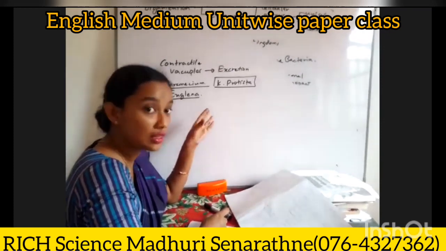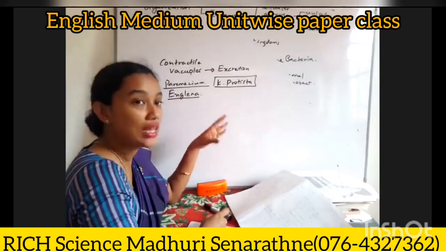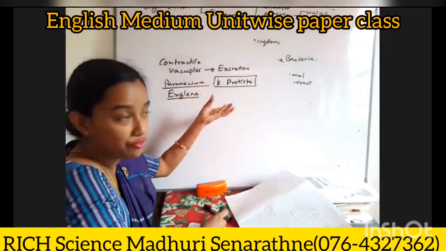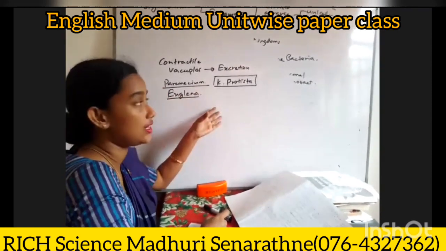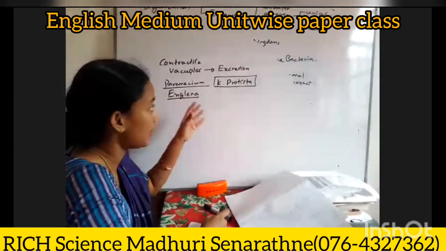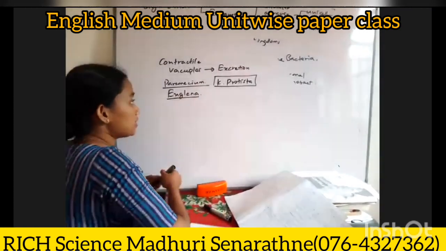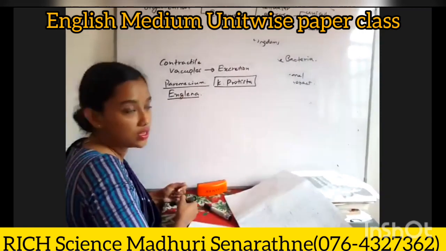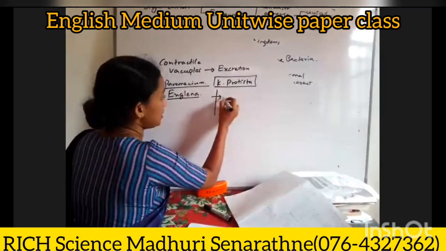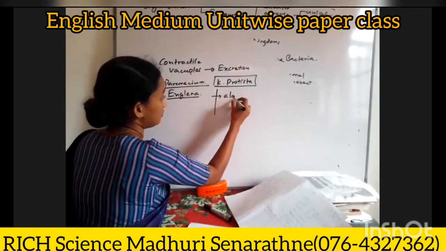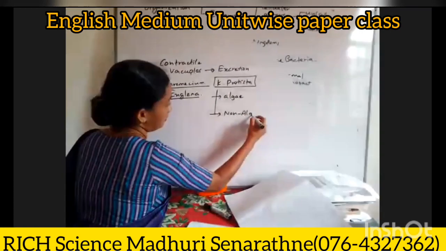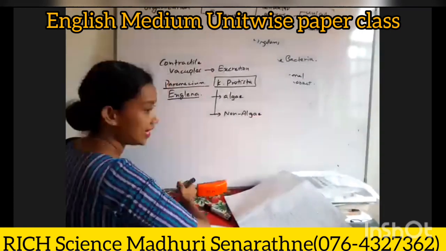They haven't a common ancestor. More than one ancestor is present in this group. Therefore, we cannot consider kingdom Protista as a natural classified group. Anyway, the organisms of kingdom Protista can be divided into two. First one is algae, and the second one is non-algae. Algae and non-algae.